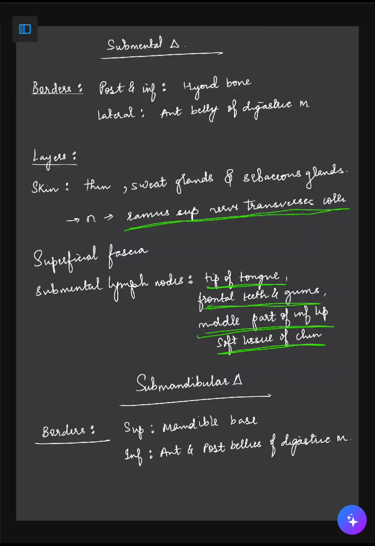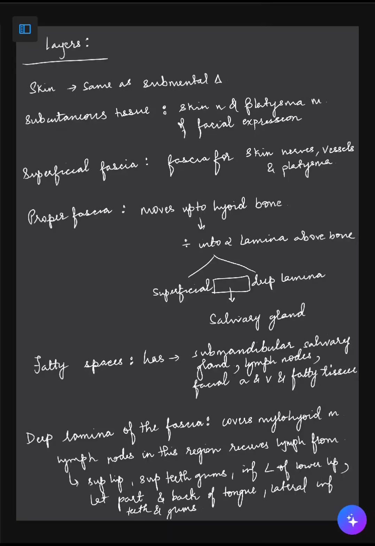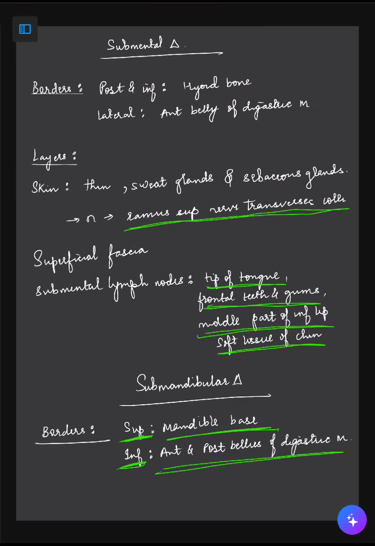Next is the submandibular triangle. We already have studied the borders: superiorly is the mandible base, and inferiorly is the anterior and posterior belly of the digastric muscle. Now, what are the layers? In the submandibular triangle, the layers are skin, subcutaneous tissue, superficial fascia, proper fascia, and some fatty spaces. Skin is the same as the submental triangle: thin, sweat and sebaceous glands are present, and the nerve is the ramus superior nervi transversi colli. In submental and submandibular, the nerve is the ramus superior nervi transversi colli.